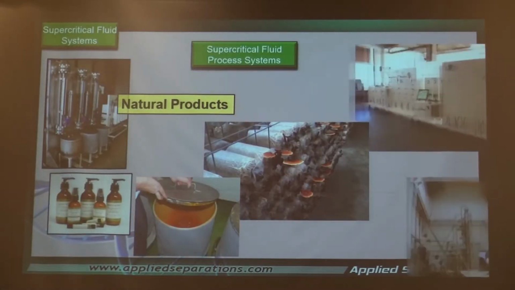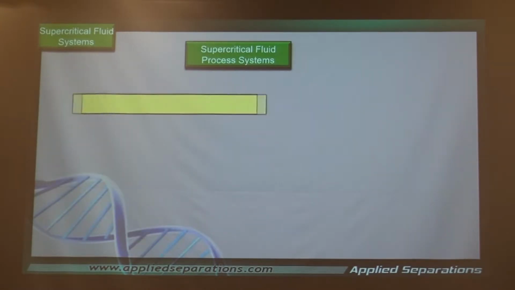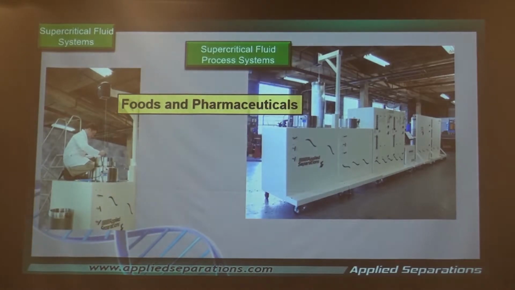Natural products, we talked about this morning, and I will talk about this after the break. But here are many examples of the different areas where supercritical fluids are used. Natural products, foods and pharmaceuticals. These are some of the pieces, but I will use examples of our equipment here, but I don't want to go into it in any great detail. But I will use these as various examples that I give you.